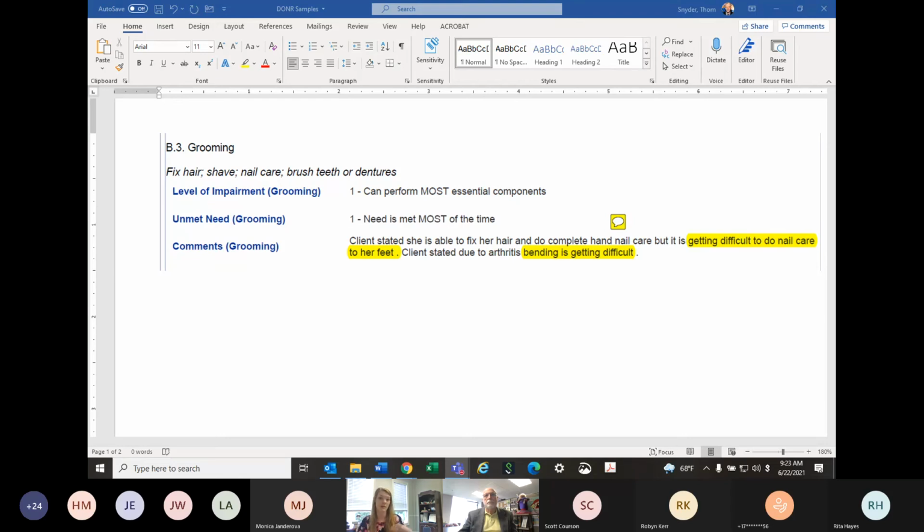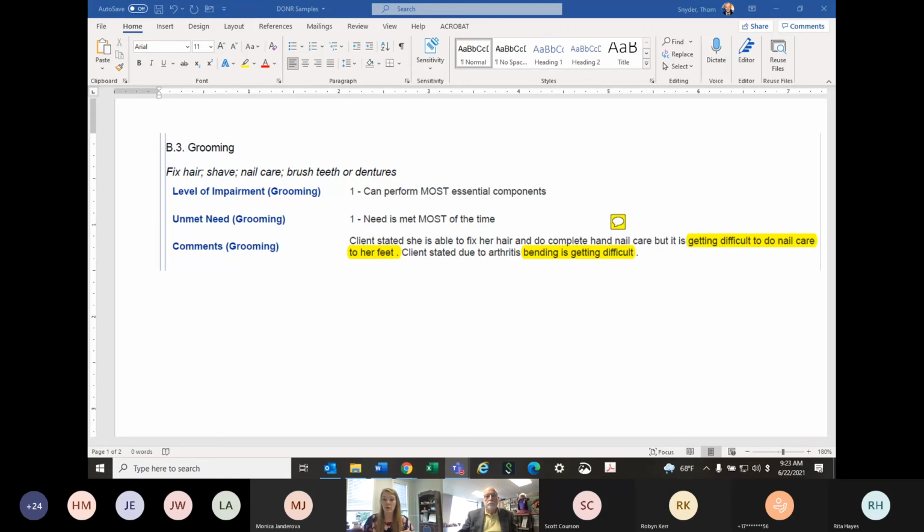So now we're trying to take it a step above. In regards to this one, we're looking at grooming. Because I already know about level of impairment, the comment is great around level of impairment, saying what she's able to do and where things are getting difficult. A little more detail there on what is getting difficult, when, and what part of it would help, but it's specific to nail care.